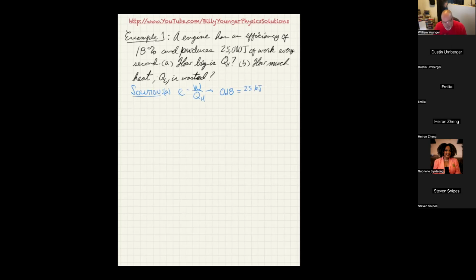kilojoules. Again, we could work this as watts, and that would be acceptable, as long as you're doing the same to both sides. But generally, we talk in terms of energy, which is joules, but sometimes you can talk in terms of power, which is joules per second. What we're trying to solve for, of course, is QH.